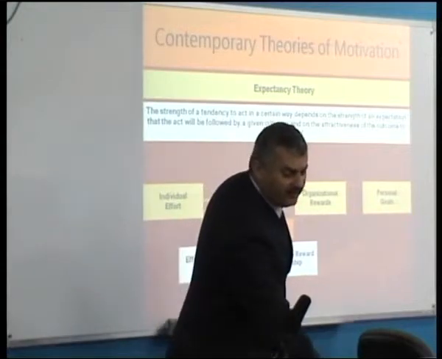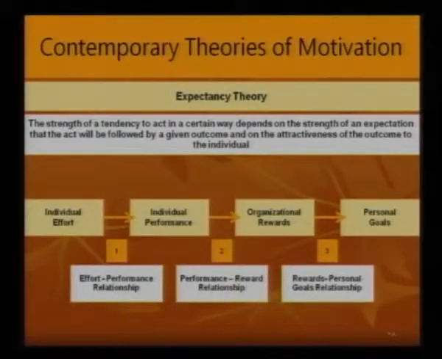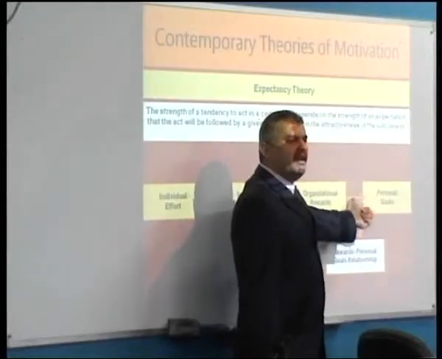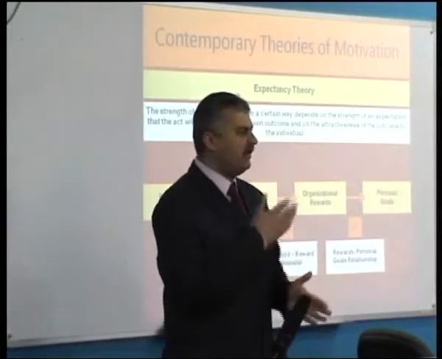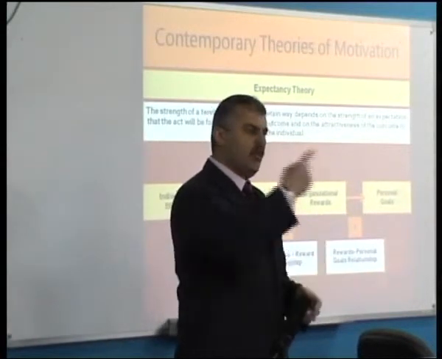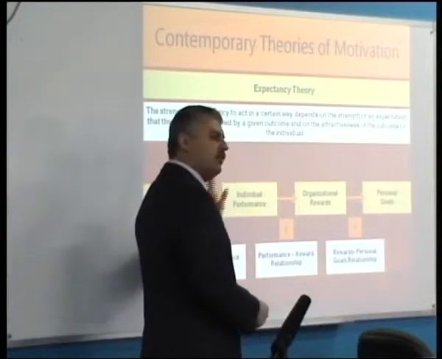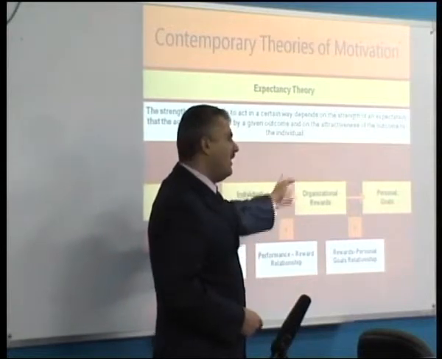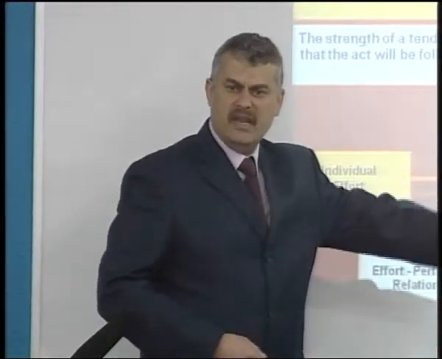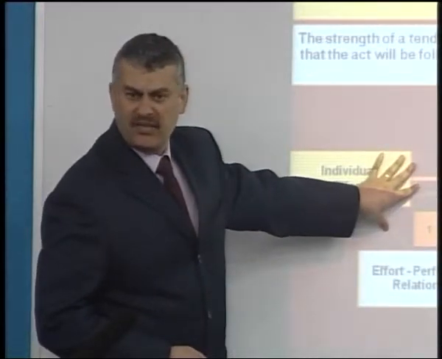Now, the third stage is to identify the reward-personal goals relationship. Here the individual is going to ask him or herself another question: whether this reward is going to satisfy my needs or help me achieve my personal goals. If the answer is yes, then we are going to start exerting effort to reach the performance level in order to have the reward to satisfy our needs. If the final answer is negative, then we are going to neglect the situation.